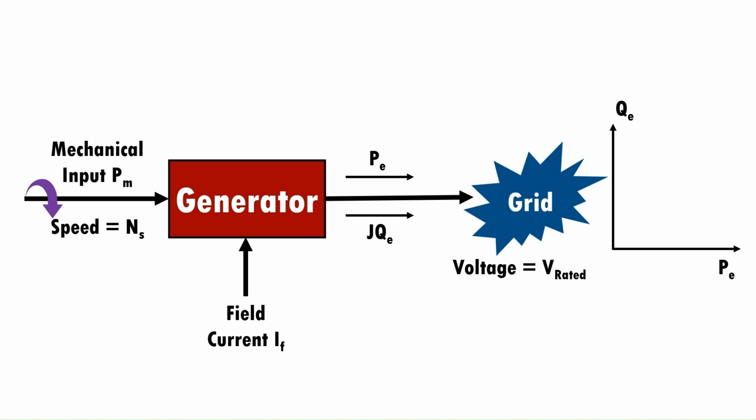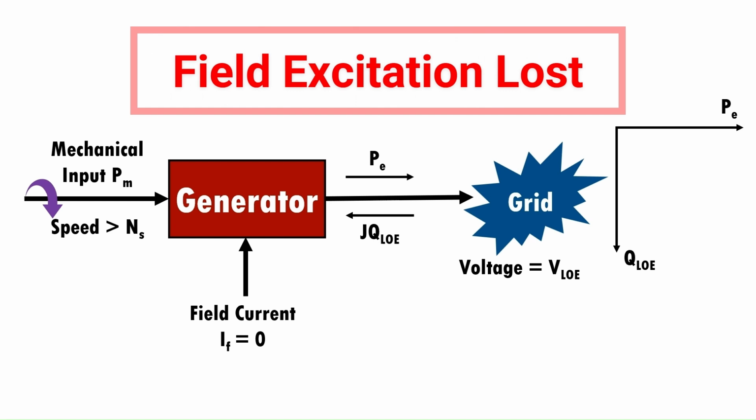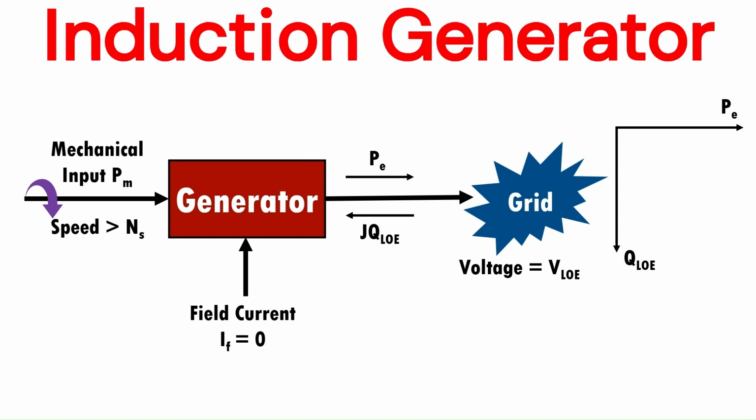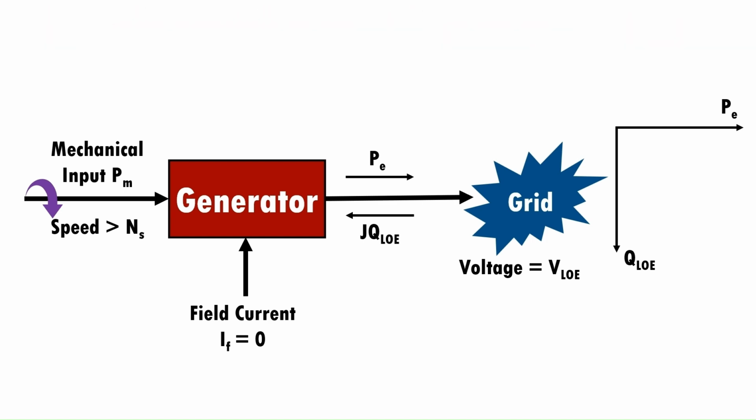Now, consider that the field excitation is lost while mechanical input remains intact. Since the generator is already synchronized with the grid, it would attempt to remain synchronized by running as an induction generator. As an induction generator, the machine speeds up slightly above the synchronous speed and draws its excitation from the grid.